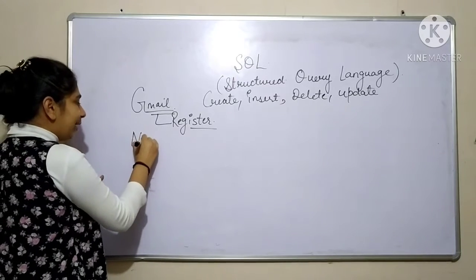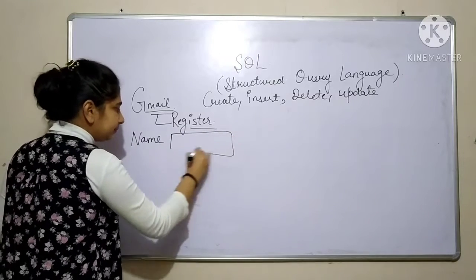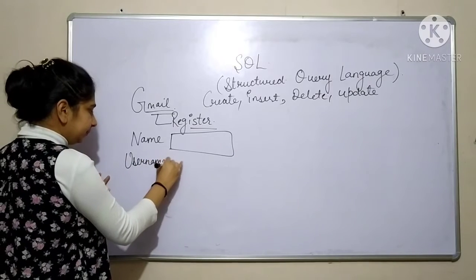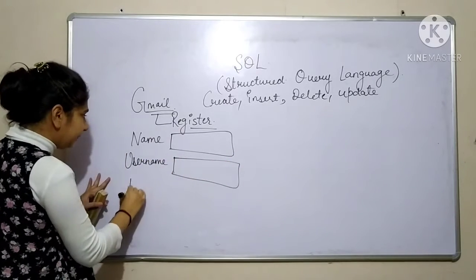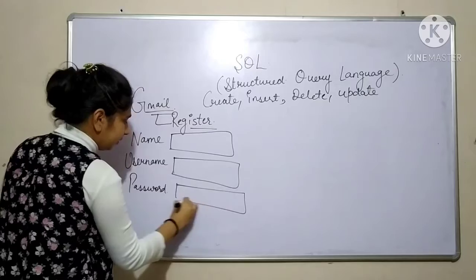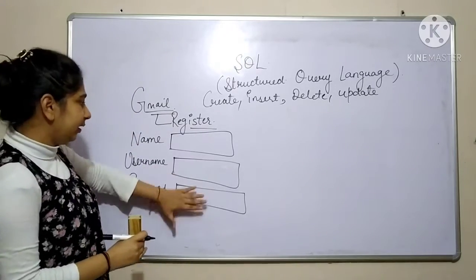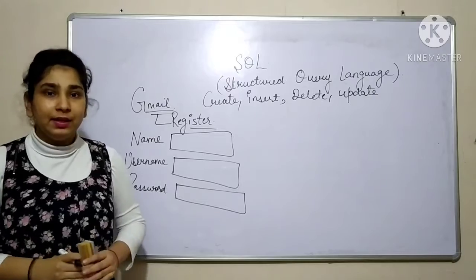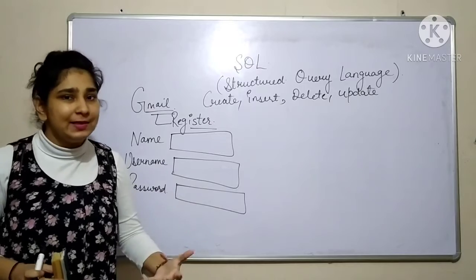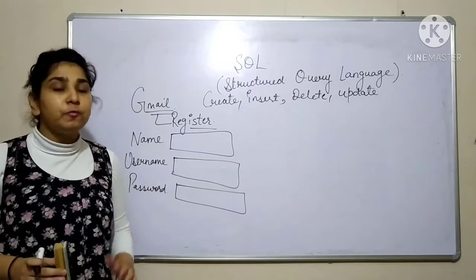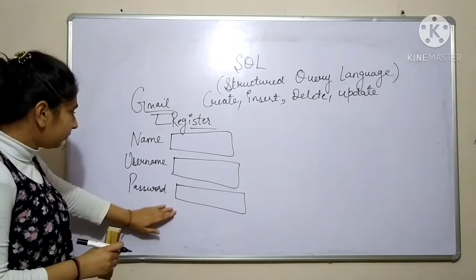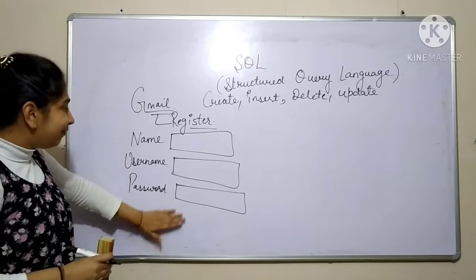Firstly, I am going to enter my name. Second, I am going to enter my username. Third, I am going to enter the password. So these three fields are there. In the actual registration form of Gmail, we have many fields, but just for the sake of simplicity, I am assuming these three fields only.